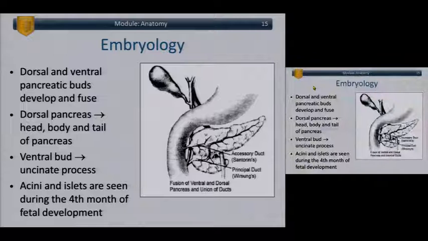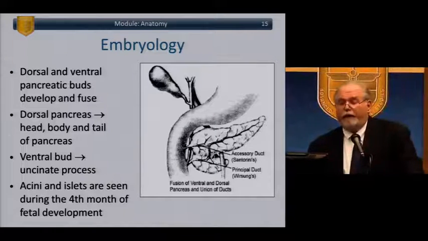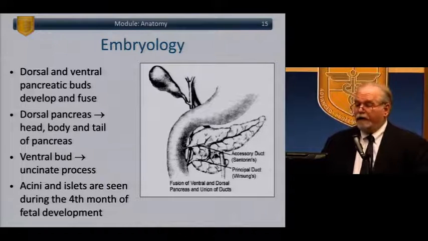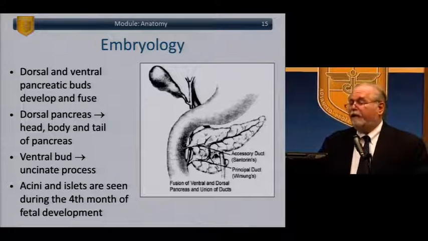A little embryology. The dorsal and ventral pancreatic buds develop and fuse. The dorsal becomes the head, body, and tail. The ventral becomes the uncinate process. The acini and the islets are seen during the 4th month of development. And remember that the islets are neural crest cells that migrate from the neural crest into the pancreas and are not ductal in origin.